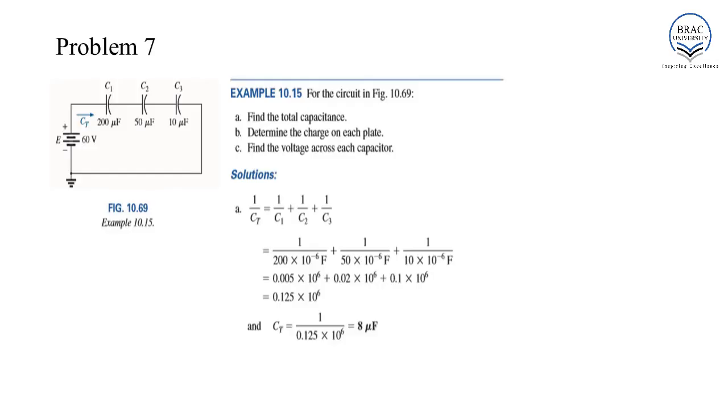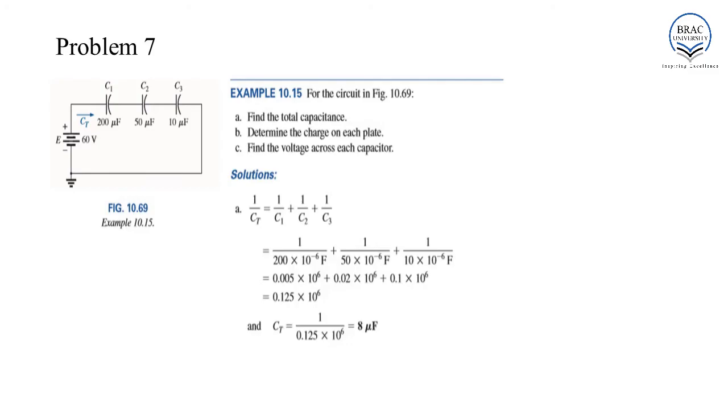Now, for the given network, we need to determine the total capacitance Ct, then determine the charge on each plate, and at the last we need to find the voltage across each capacitor. Since the capacitors are connected in series, the total capacitance Ct can be determined using the following expression. That is, 1 by Ct equals 1 by C1 plus 1 by C2 plus 1 by C3. In this case, Ct will be equal to 8 microfarad. The next question is to determine the charge on each plate. And the third or the last question is to find the voltage across each capacitor.